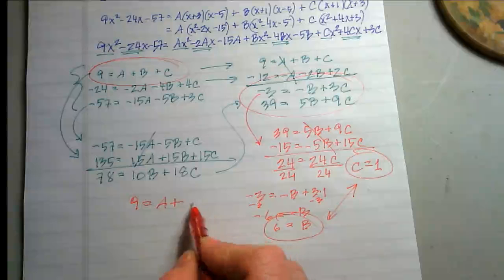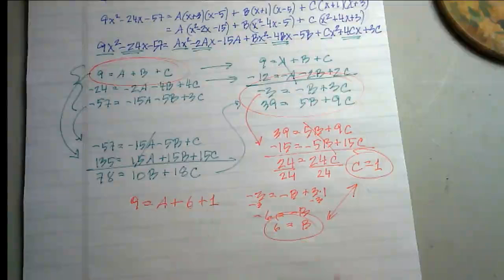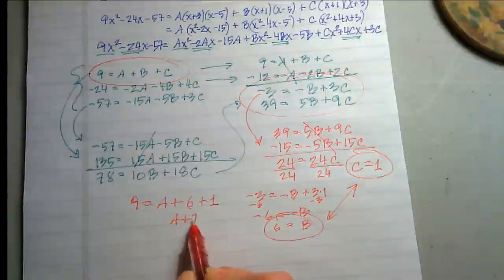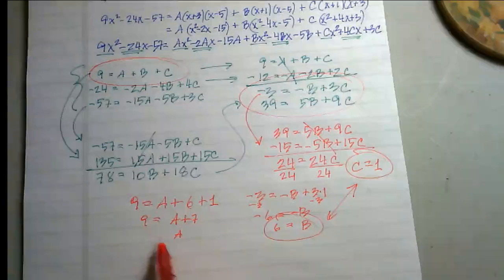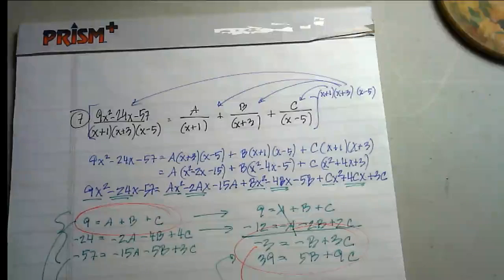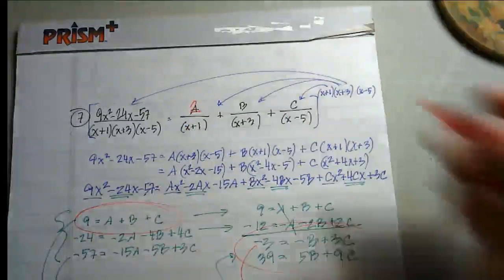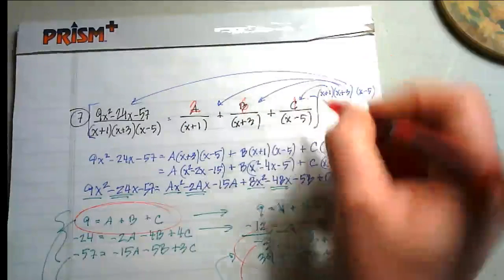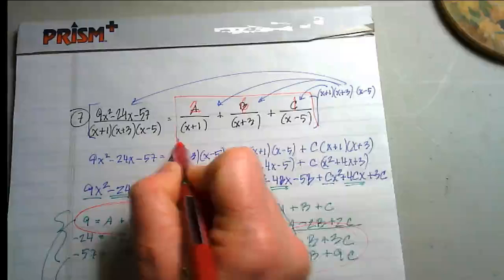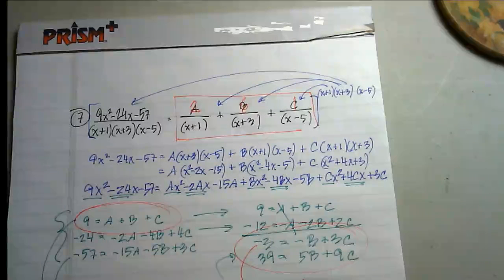Plus 6 plus 1, that's a plus 7, subtract 7, and now I know my a, b, and c values for the answer.